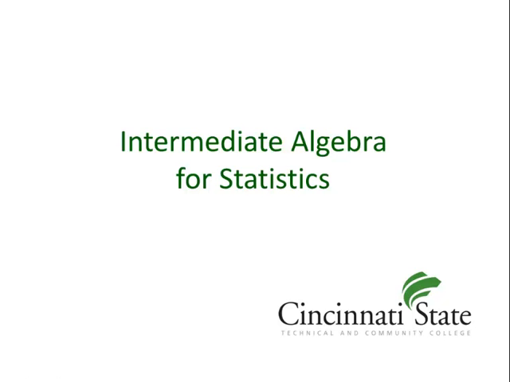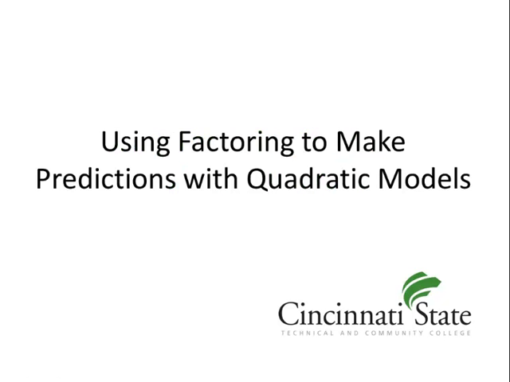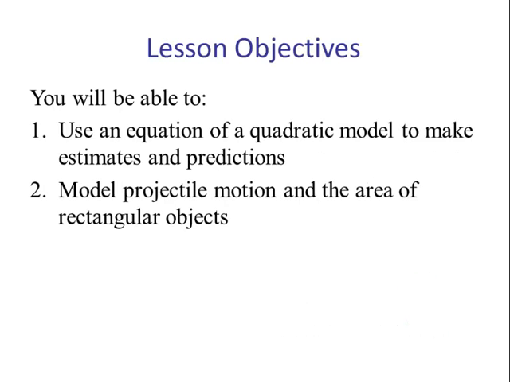Intermediate Algebra for Statistics, using factoring to make predictions with quadratic models. Lesson objectives: use an equation of a quadratic model to make estimates and predictions. Model projectile motion in the area of rectangular objects.